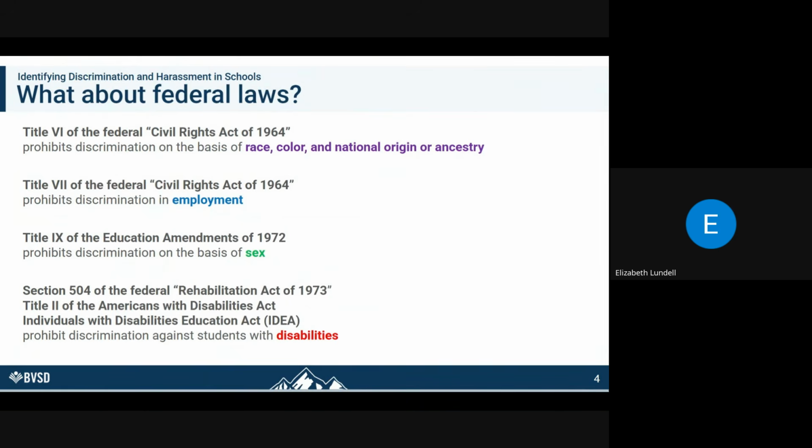Title VII of the Federal Civil Rights Act of 1964, which prohibits discrimination in employment. Title IX of the Education Amendments of 1972, which prohibits discrimination on the basis of sex, and Section 504 of the Federal Rehabilitation Act of 1973, and Title II of the Americans with Disabilities Act, as well as the Individuals with Disabilities Act, IDEA, which all prohibit discrimination against students with disabilities.